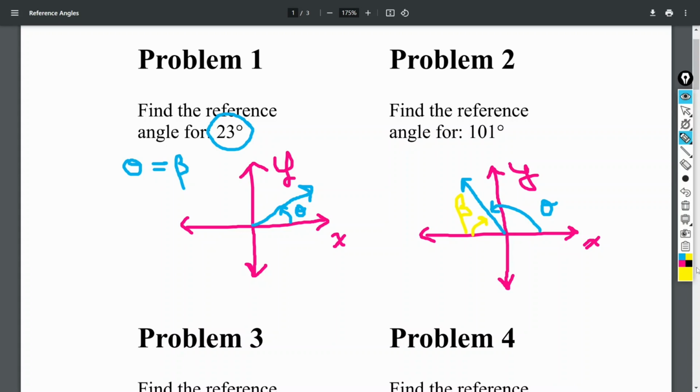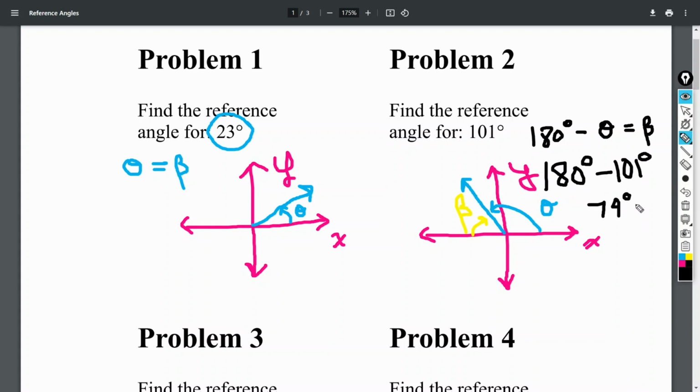So what is that? Well, in this particular case, if we take 180 degrees and subtract theta, we'll get beta. So 180 degrees, we take off 101 degrees. What do we get? Well, we get 79 degrees as our reference angle. Okay, take a moment to take this in because I'm going to delete it and we'll move to problems 3 and 4.